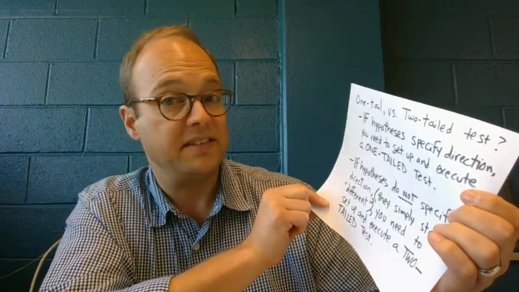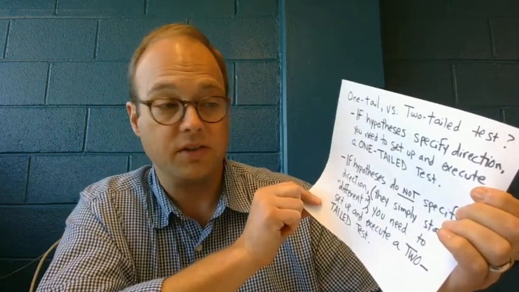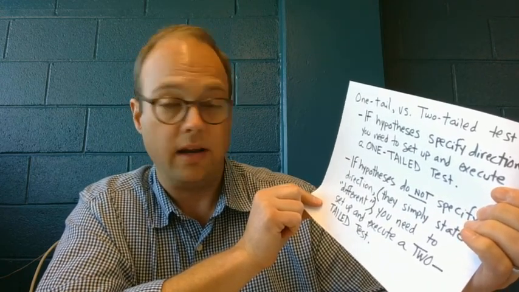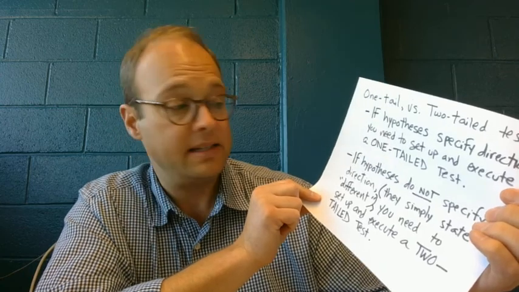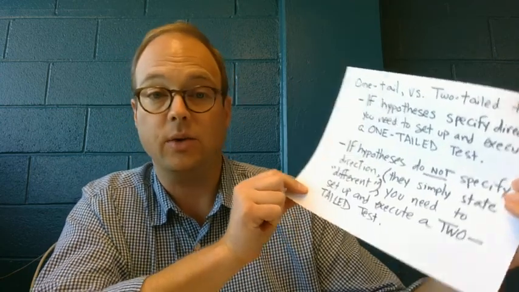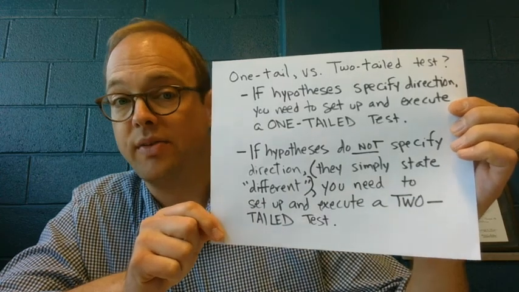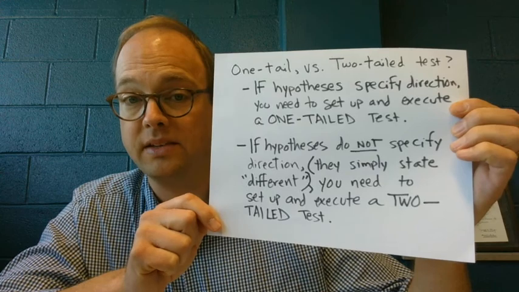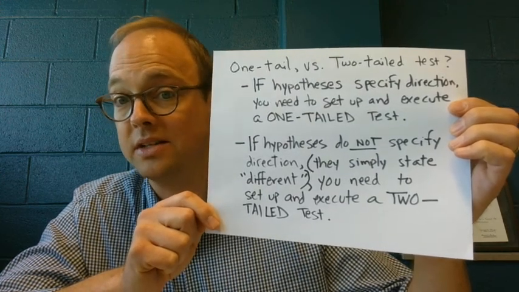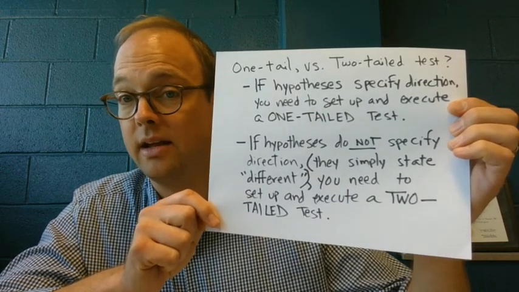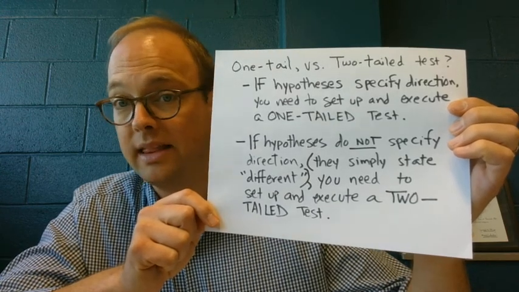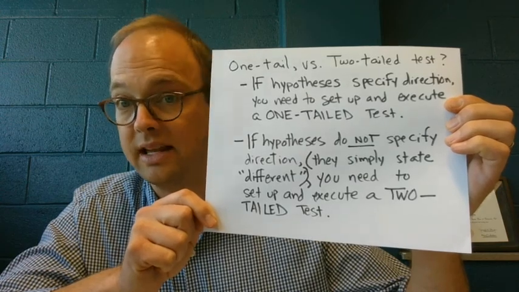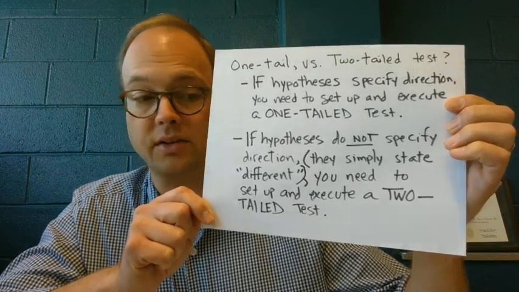If your hypotheses, and again we're talking about the pairs, do not specify direction, if they simply say different, you need to set up and execute a two-tailed test. If they simply state that two things are different from one another, and they don't say higher, lower, faster, slower, anything like that, you will need to set up and execute a two-tailed test.